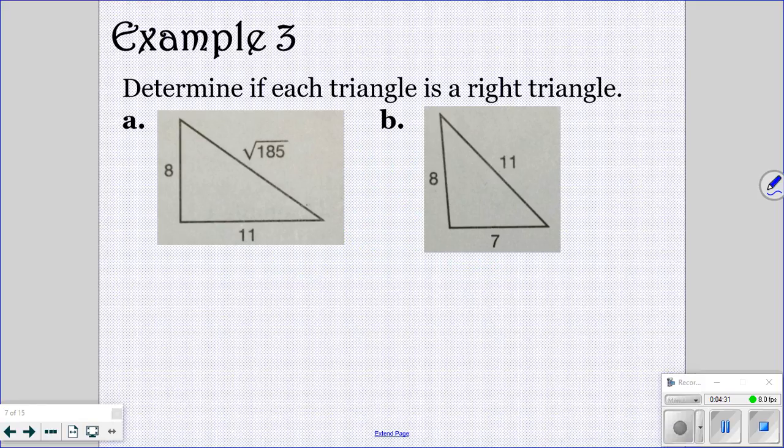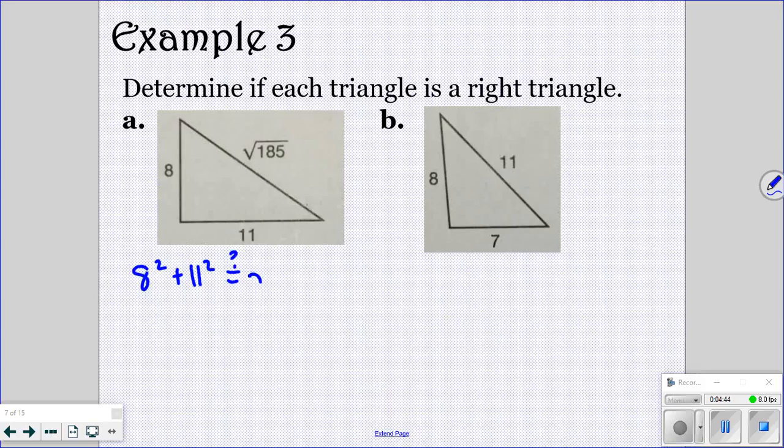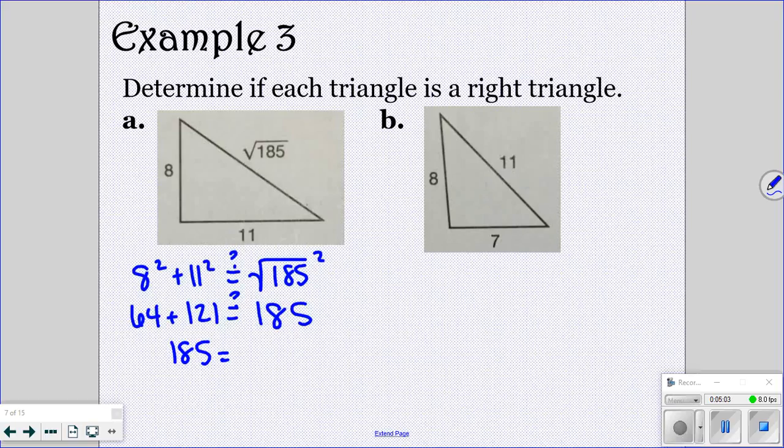Okay? So now we're going to determine if either of these are a right triangle. So we're just going to do 8 squared plus 11 squared. Does that equal the square root of 185 squared? So 8 squared is 64, and 11 squared is 121. And the square root of 185 squared is 185. So 64 plus 121 equals 185. So does 185 equal 185? Yes. So that is a right triangle.